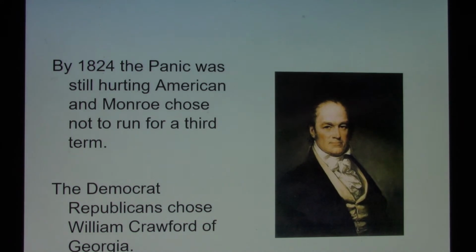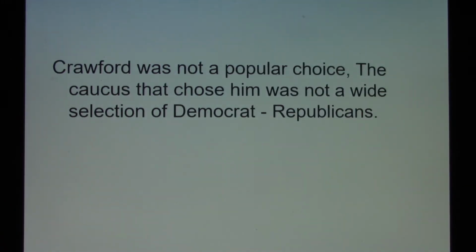Well, in 1824, it is time to elect a new president. As I said a moment ago, Monroe chose not to run for a third term. The Democrats are going to caucus, and they are going to choose William Crawford from Georgia. But Crawford was chosen by a caucus, and many of the people did not feel that Crawford was the right choice. They felt that a caucus was too narrow-minded. They felt that Crawford could not win.